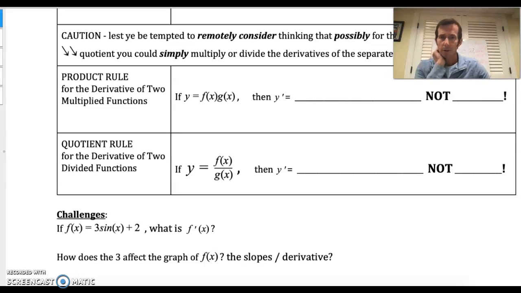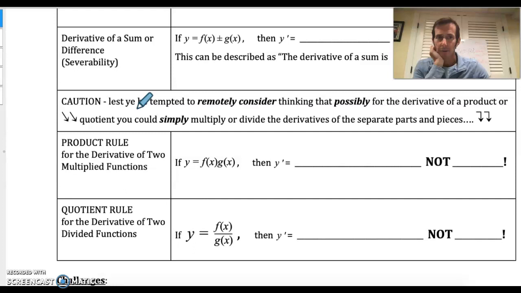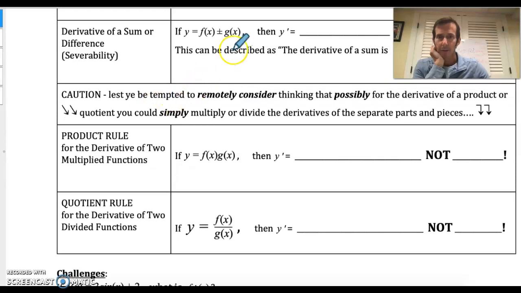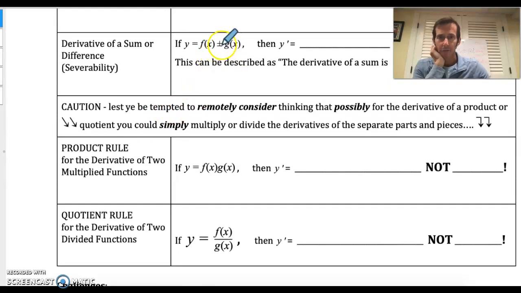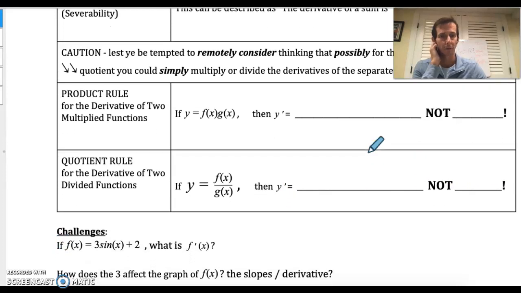All right, we sort of talked about this particular piece of paper in our Wednesday class, and we found out that if I'm adding or subtracting functions, I can just add or subtract their derivatives, but if you have a product of two functions, you cannot simply multiply their derivatives, nor if you're dividing two functions, can you simply divide their derivatives. Under no circumstances are you to do that.